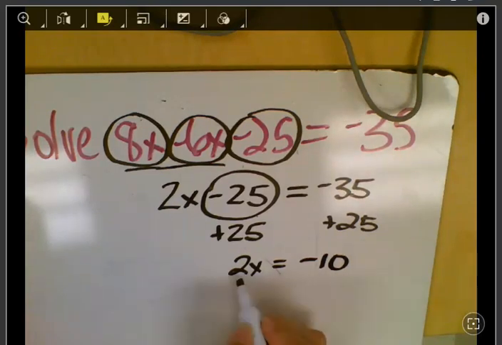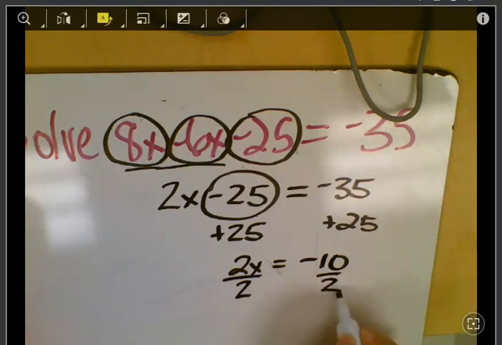And then this is multiplication, so to get rid of that, I'm going to divide. That will make this 1x. And a negative divided by a positive is a negative. So the answer should be negative 5. This one doesn't need a label because it was just solving numbers.